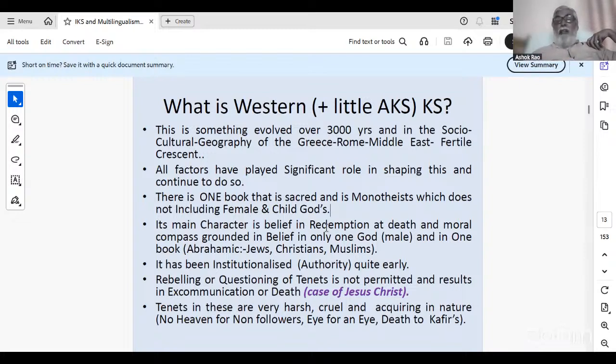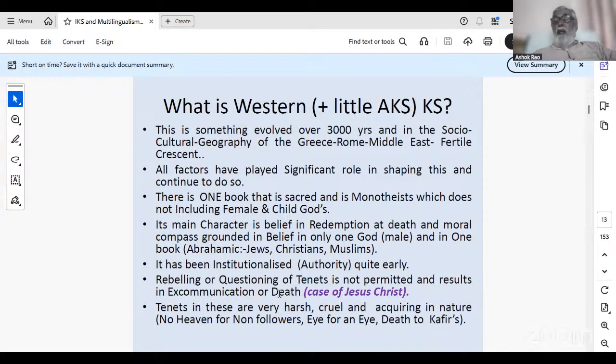Its main character is belief in redemption at death. The moral compass is grounded in belief in only one God, which is male, and each of them has only one book. They are all called Abrahamic. Jews have one book, Christians have one book, Muslims have one book. It has been institutionalized very early. For example, the Vatican, which is the head of the Christian worldview, is about 2000 years old. A single institutional authority, rebelling or questioning is not permitted and results in excommunication or death.